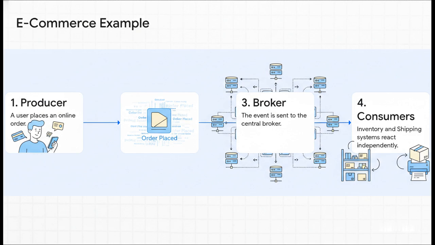Multiple consumers can react, totally independently. The inventory system sees the event and says, okay, I'll update the stock count. At the same time, the shipping system sees the same event and says, great, I'll start printing a shipping label. Notice they don't talk to each other at all. They just react to the event.